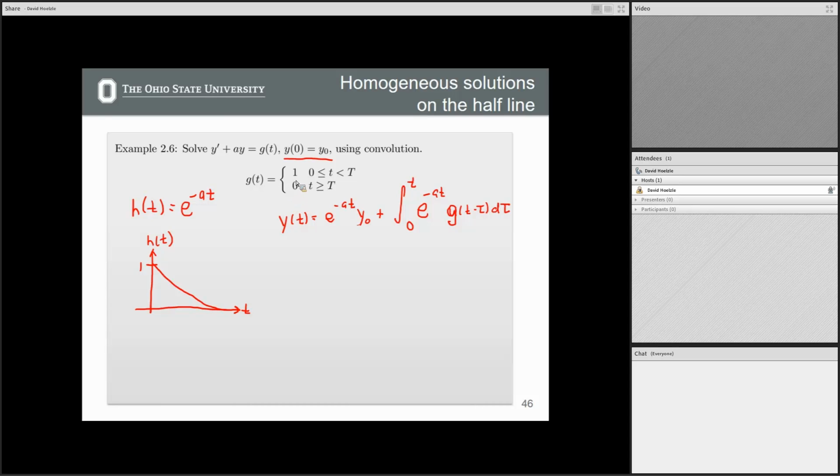So what does this look like here? This g of t looks like this function. All right, so g of t is equal to 1 for time between 0 and uppercase T, and it's 0 for t greater than T.